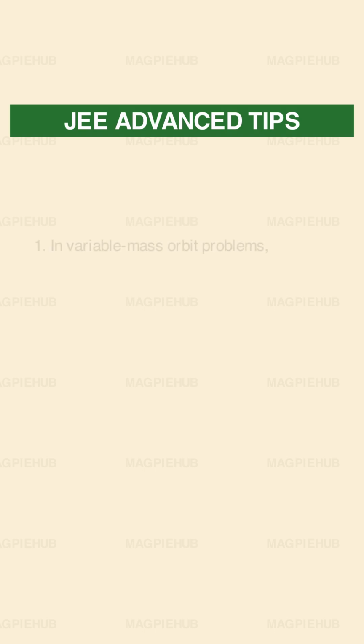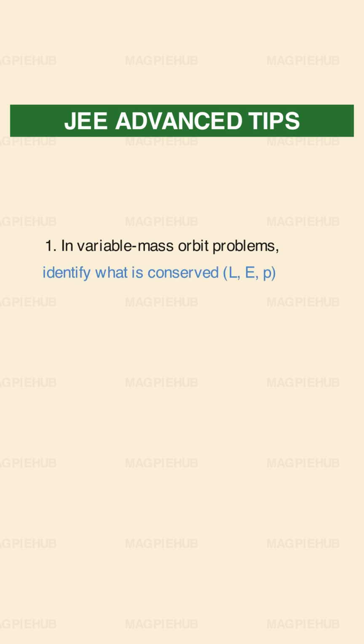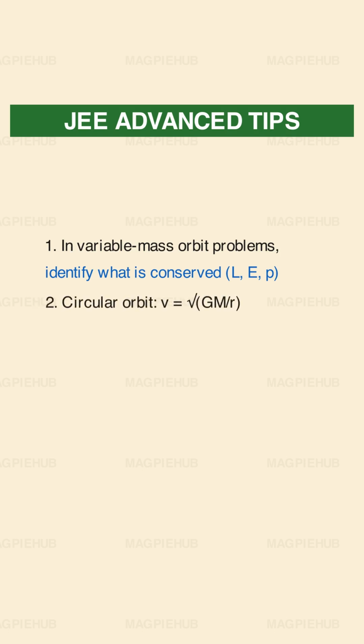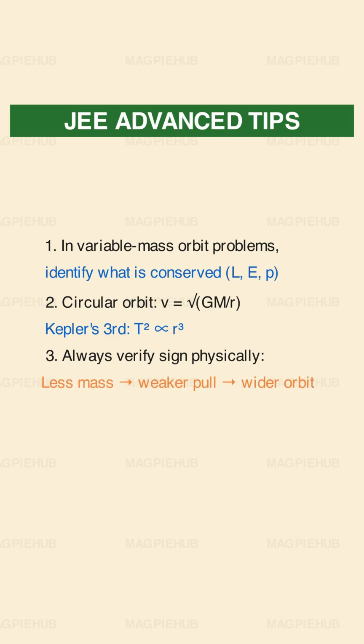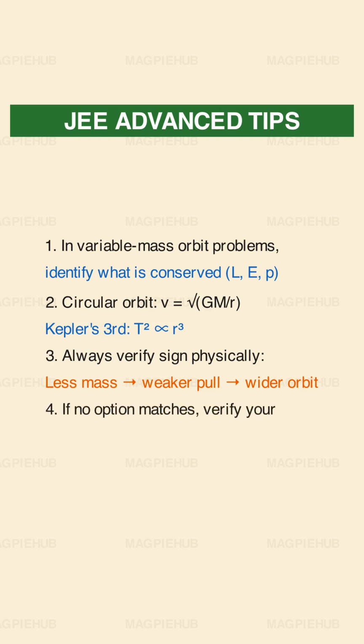First, in variable mass orbital problems, always identify what is conserved. Angular momentum is conserved when the force or mass transfer is purely radial. Second, Kepler's third law connects orbital period, radius, and central mass. For circular orbits, v equals the square root of GM over r. Third, always check the sign of your answer physically. If the orbiting body loses mass, the orbit should expand, giving a positive dr/dt. Fourth, if your answer does not match any option, verify your approach and consider that the question itself might have an error. In exams, flag such questions and move on.